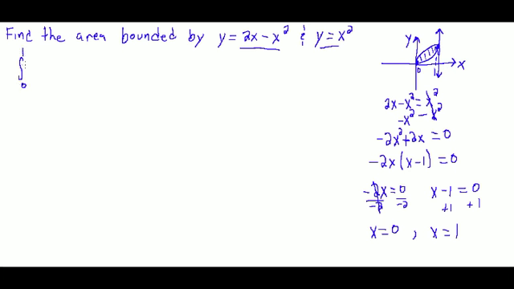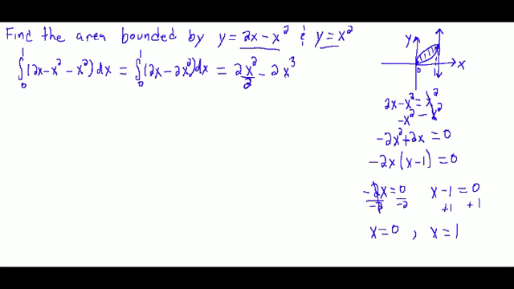So our integral from 0 to 1, and the farthest function in this case is 2x minus x squared, minus x squared, dx. This equals the integral of 2x minus 2x squared dx. So now we can integrate. When we do that, we'll have 2 times x squared over 2, minus 2 times x cubed over 3, evaluated from 0 to 1.